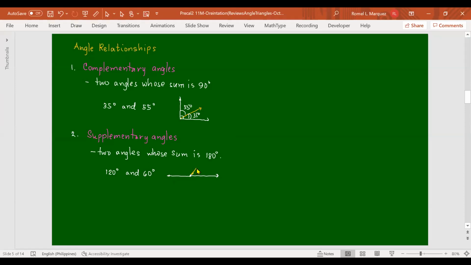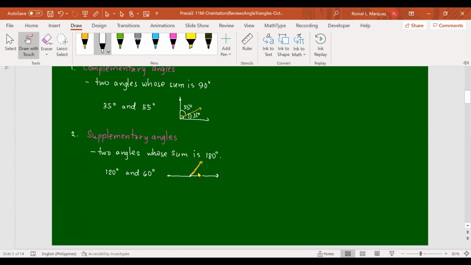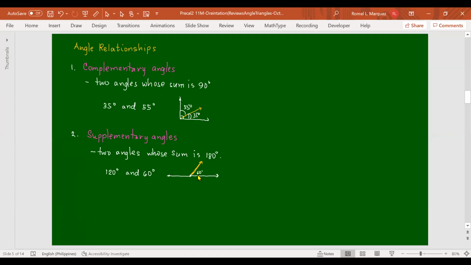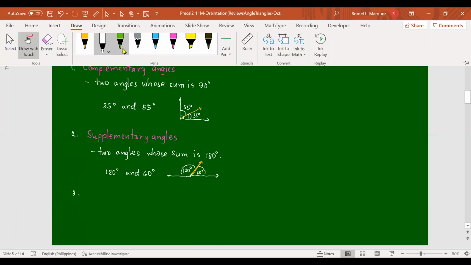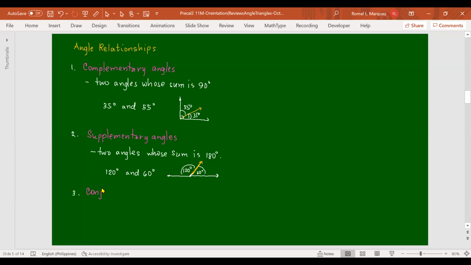So we have conjugate angles. So this is 60 degrees, and this is 180 degrees. I want 360. Okay. So again, number 3, we have conjugate. What is the other term for conjugate? Mark, what's the other term?